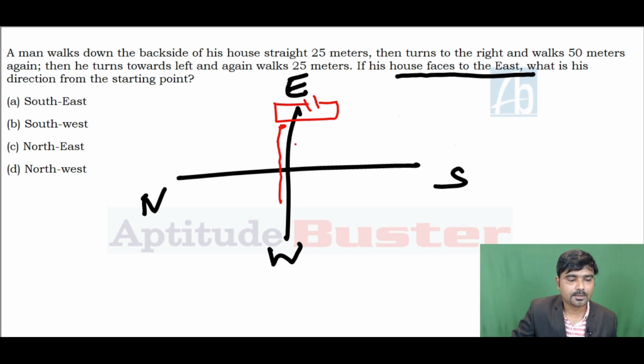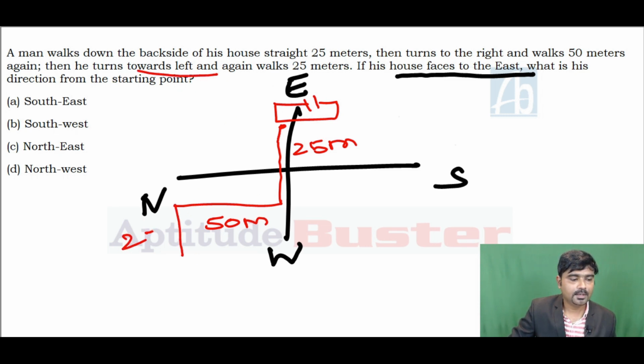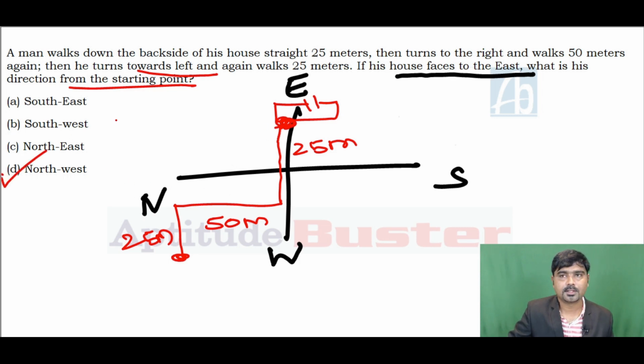25 meters. So this is 25 meter, and turns right, walks 50 meter, turns right, walks 50 meter, then turns left, then walks 25 meter, then 25 meter. What's position? In this position he is. What's the direction from the starting point? Starting from the starting point, so the answer is northwest.